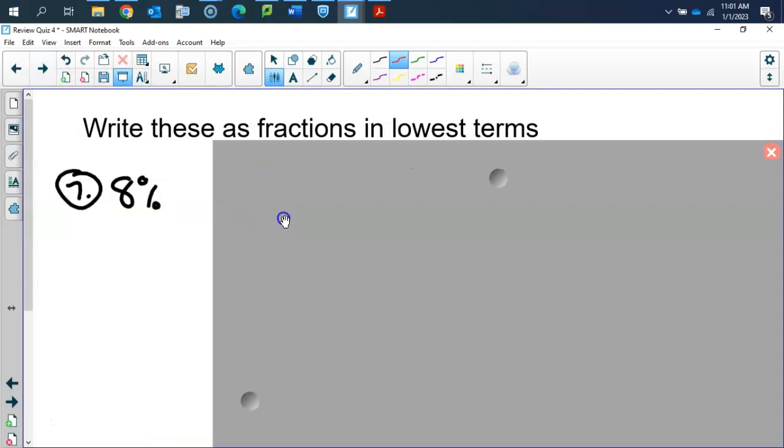All right, now we want to write these percents as a fraction in lowest terms. Go. Well, every percent is a number out of 100. That's what a percent is. So this is 8 out of 100. If I divide these both by 4, I get 2/25. So that is simplified.